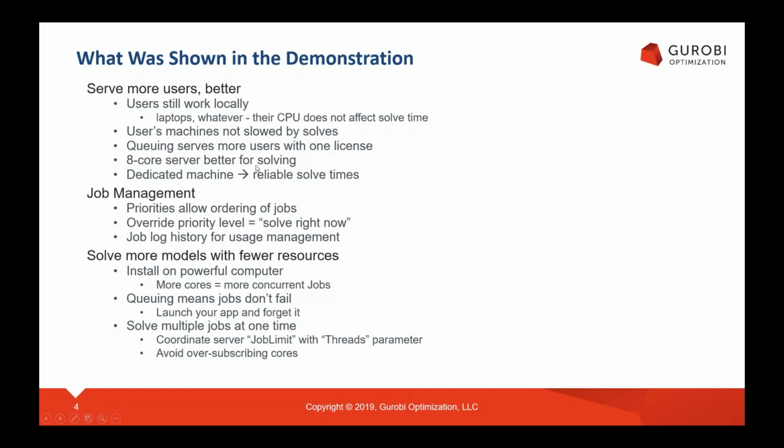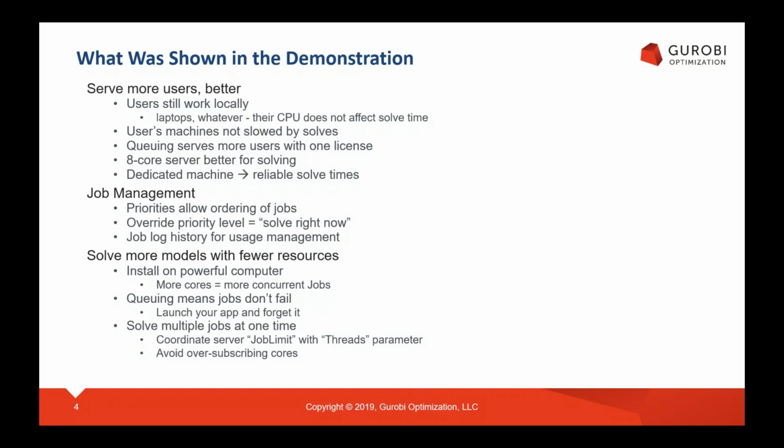The benefit is that the users' machines, if they're doing other things, aren't going to be slowed by Gurobi, which almost always grabs all the cores on the machine and uses them. It can slow down other things that a desktop user might have running. Queuing serves more users with one license too. So if you have a machine with, say, a single use license, a lot of organization has to go around making the most out of that license. People have to take turns using it and so forth.